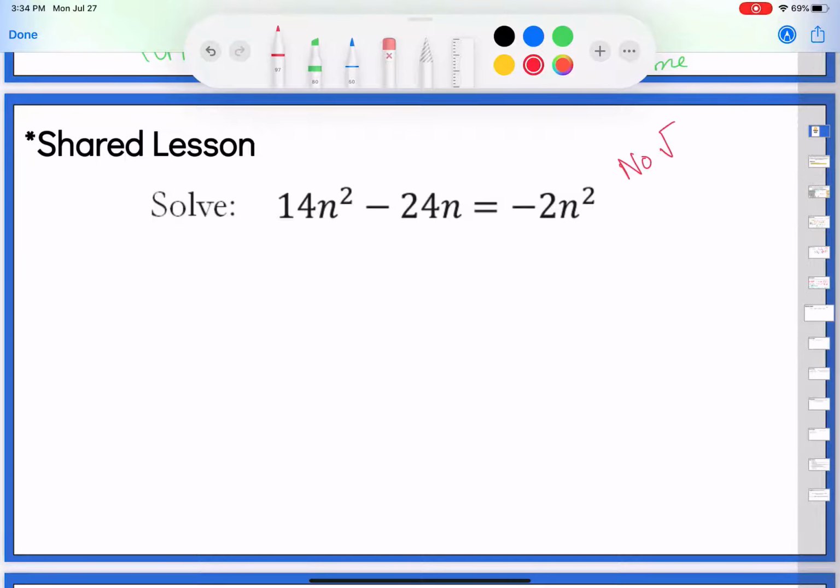All right, here's our next one. 9r squared minus 9 equals 40. Go ahead and take a shot at this one. So if I look at this, I have an r squared, but I have no r. So that means I'm going to use square roots. Woohoo! That's the fastest, easiest way to do this.